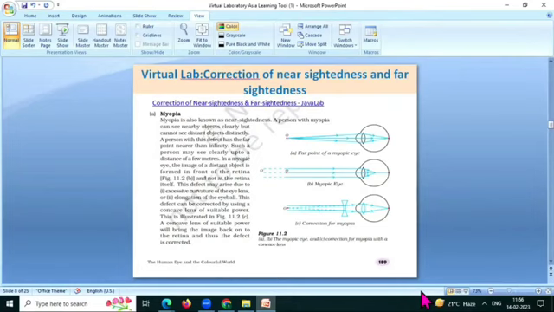Say we have to study the correction of nearsightedness and farsightedness. This is a textbook example. It is important to learn to draw the diagram, but at the same time, we just observed that when a concave lens is used, nearsightedness is corrected, or when a convex lens is used. If students learn by doing, by selecting the lens themselves, it can be very helpful. Teachers can map those concepts which are available as virtual labs.